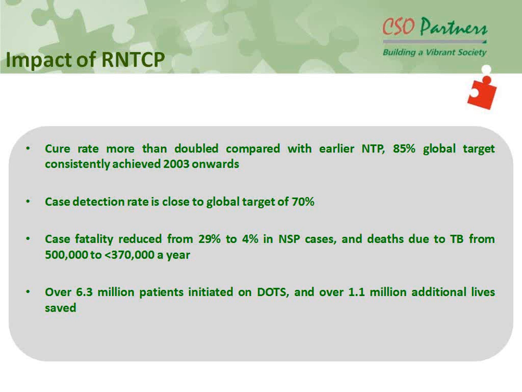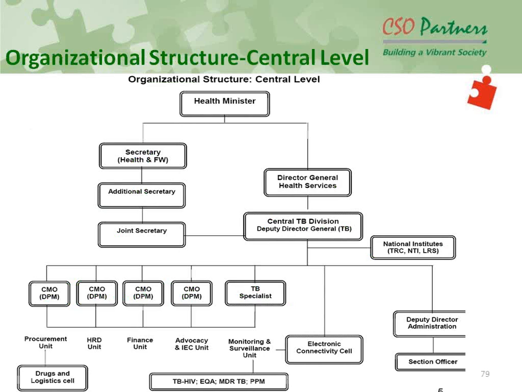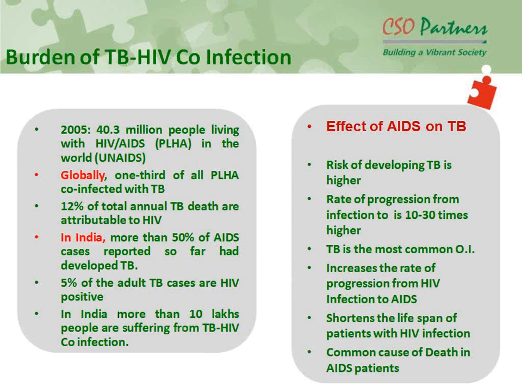Case detection rate is close to the global target of 70%. Case fatality reduced from 29% to 4% in NSP cases, and deaths due to TB from 500,000 to 370,000 a year. So it's quite an achievement. Over 6.3 million patients were initiated on DOTS, that is directly observed treatment, and over 1.1 million additional lives were saved. So the magic is done mostly by DOTS. Why?